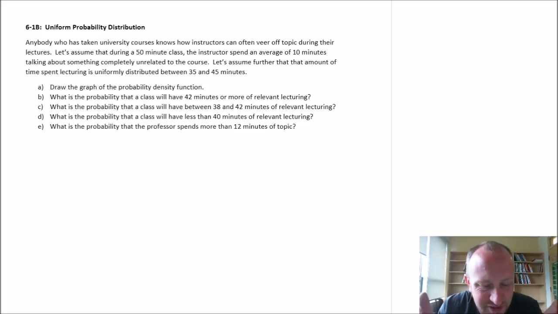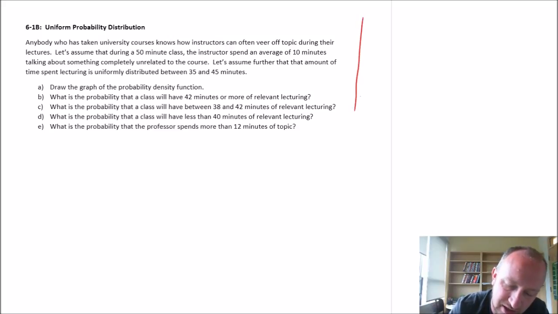So let's assume that during a 50-minute class, the instructor spends an average of 10 minutes talking about something he or she finds interesting, but it's irrelevant to the course. Let's assume further that the amount of time lecturing is uniformly distributed between 35 and 45 minutes. So part A, draw the graph of this probability density function.